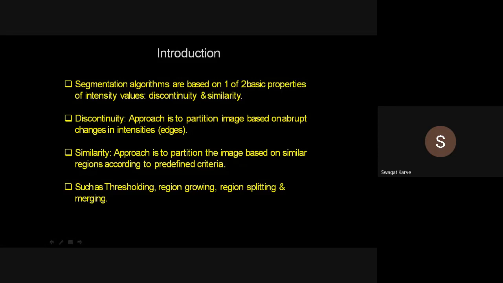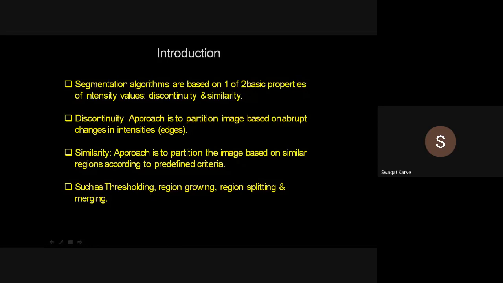Now what are the different techniques that we are using based on this, or with the help of these intensity values, or this discontinuity and similarity property? So we can go for thresholding, we can go for region growing, we can go for region splitting and merging. So these are the different operations. With the help of this we can actually segment the image, right?